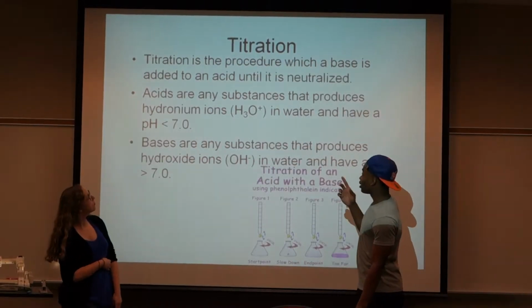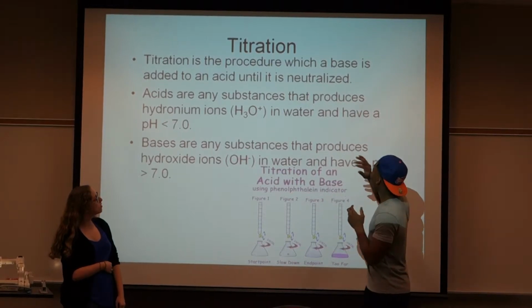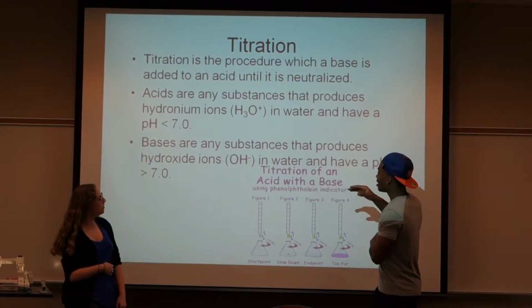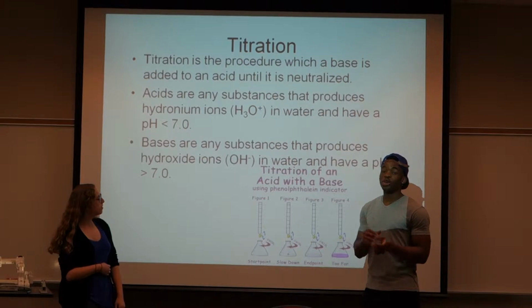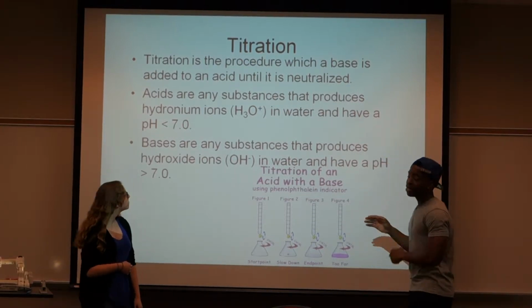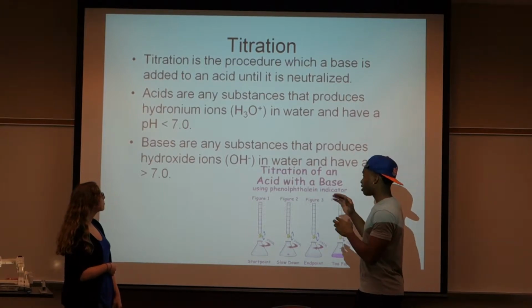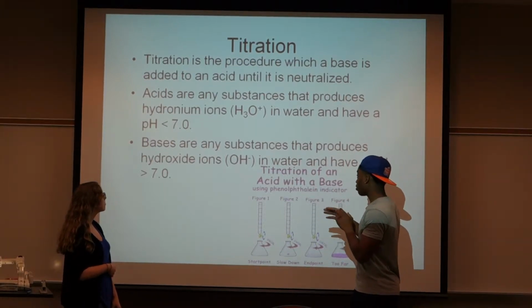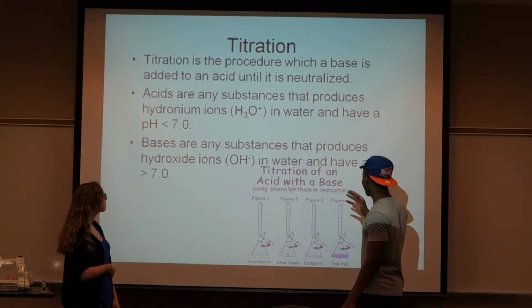So here, what is a titration? A titration is basically when you add a base to an acid and it's neutralized. An acid produces hydronium ions inside water, and it's going to give it a pH of 7 and below. A base, on the other hand, produces hydroxide ions in water, and it has a pH of 7 and above.